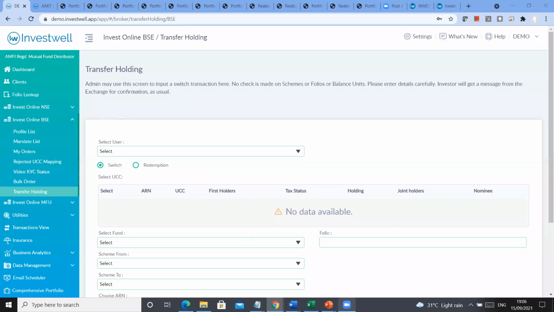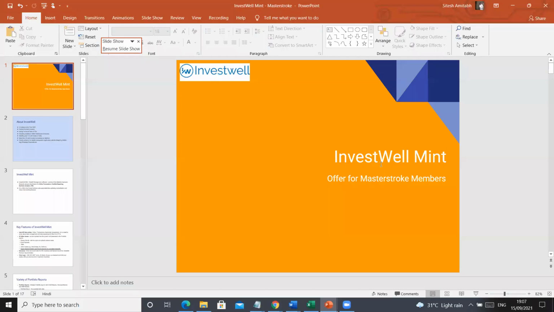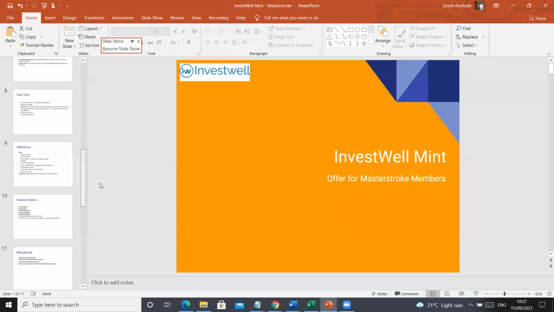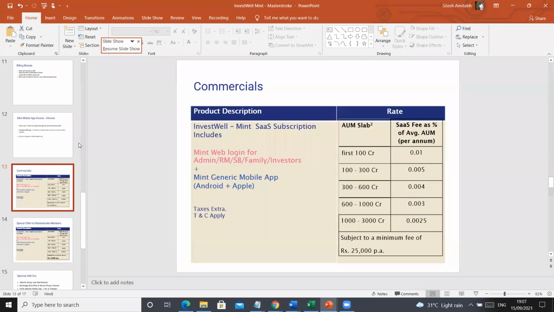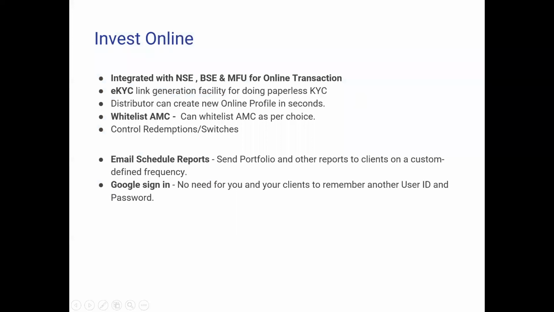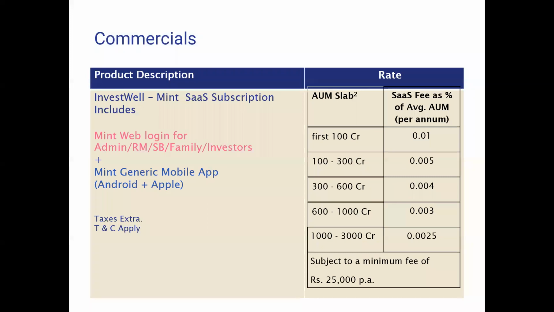Okay, I can see there have been a lot of requests for the cost as such, so let me go to this and show you the pricing. For Investwell Mint, the pricing is all AUM based. Here I'll show you this screen. So this is basically the pricing structure. One can see here.